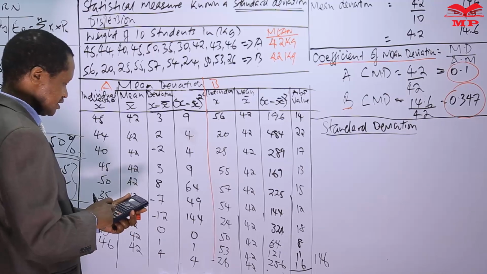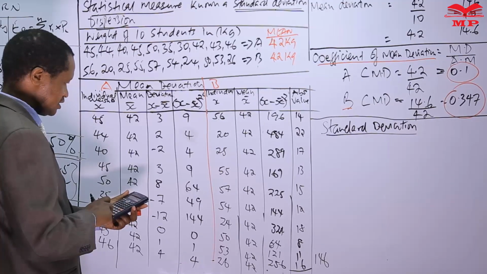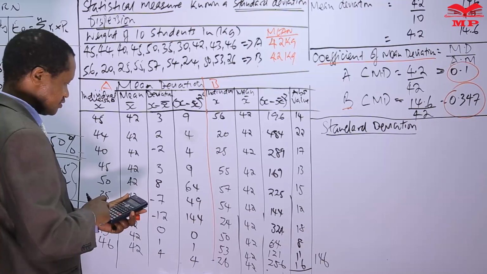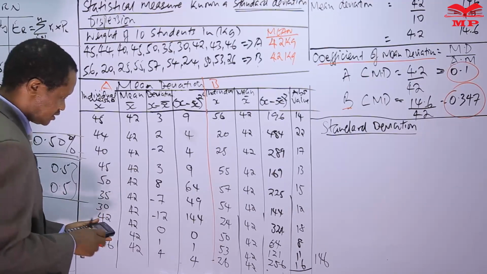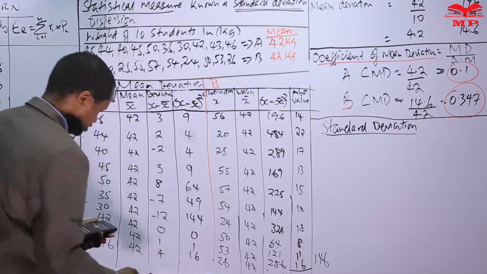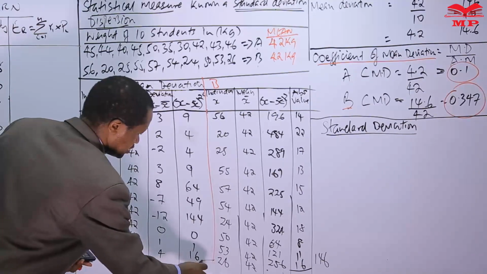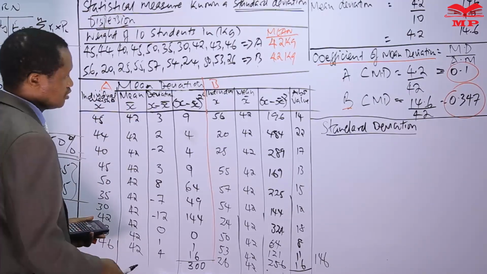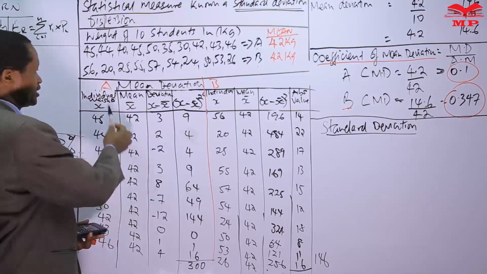So we add 9 plus 4 plus 4 plus 9 plus 64 plus 49 plus 144 plus 1 plus, this should be 16, plus 16, 4 squared is 16, plus 16, which is equal to 300. 300 is the sum of the squared deviation for class A.